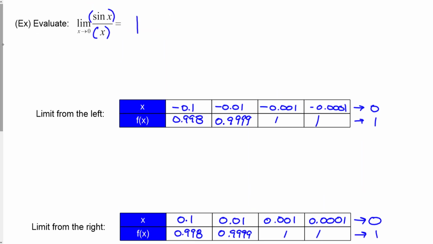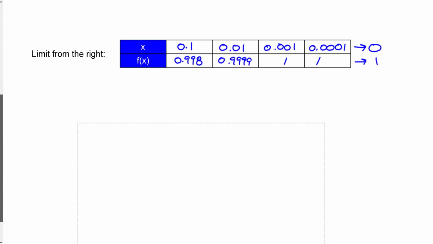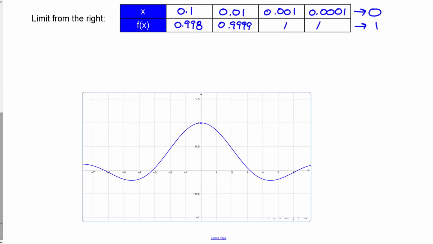And if you look at the graph of this, that makes sense, because here's what that looks like. We are approaching 0, and as we approach 0 from the left-hand side, the y values are approaching 1, and as we approach 0 from the right-hand side, those y values are approaching 1. So the limit exists.